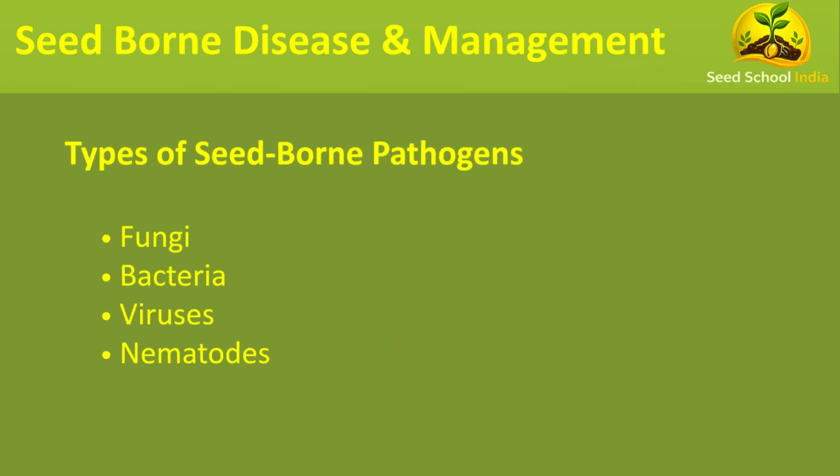Seed-borne pathogens are broadly classified into 4 categories: fungi, bacteria, viruses, and nematodes. Fungi are the most common and cause diseases like smuts and seed rot. Bacteria cause blights and leaf spots. Viruses are transmitted through infected embryos, while nematodes survive inside seeds as larvae or cysts.